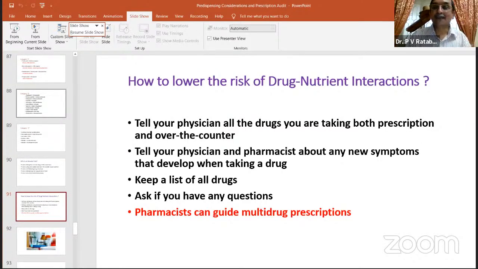So how to lower the risk of drug-nutrient interactions? Tell your physician all the drugs you are taking, and the patient has to keep a list of all the drugs. Discuss with the pharmacist, and pharmacists can guide multi-drug prescriptions very effectively. So you should have knowledge to do that.